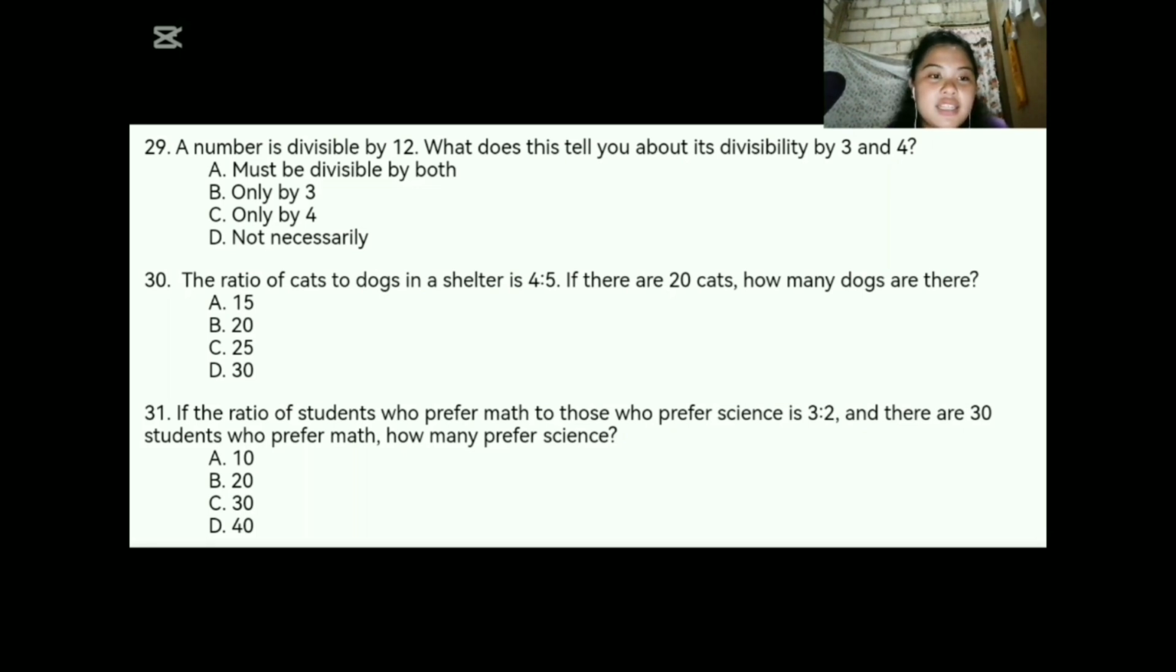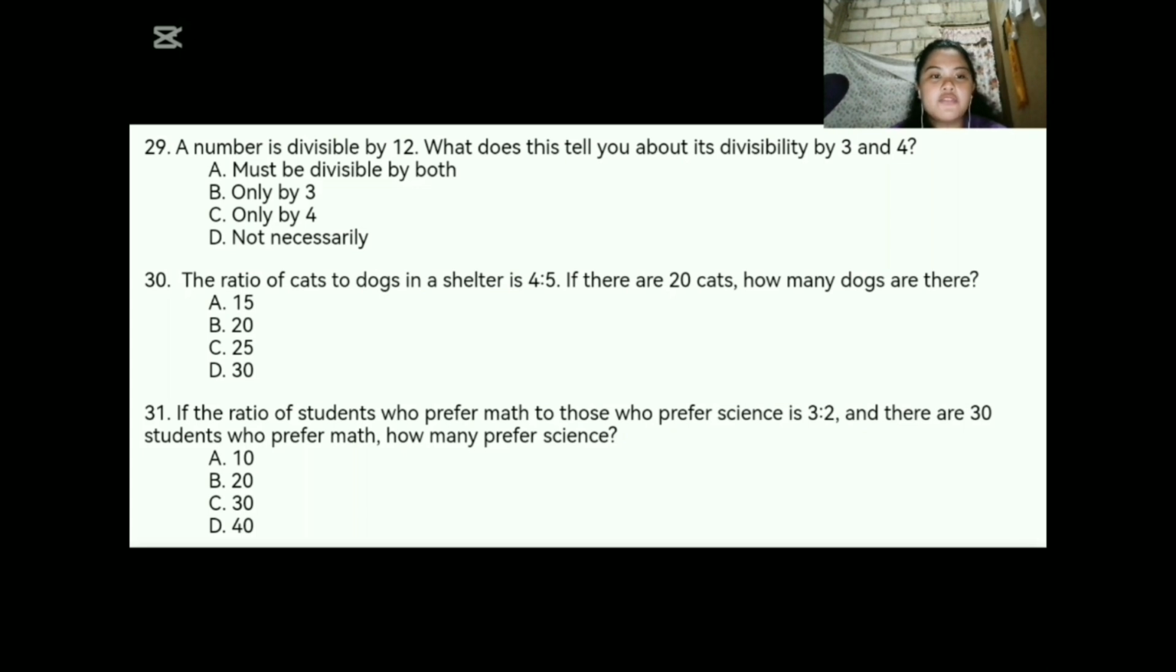So D is not necessarily correct, because it is not accurate about the rule of divisibility by 12. So again, the correct answer for number 29 is letter A, must be divisible by both. Okay, let's proceed to number 30.